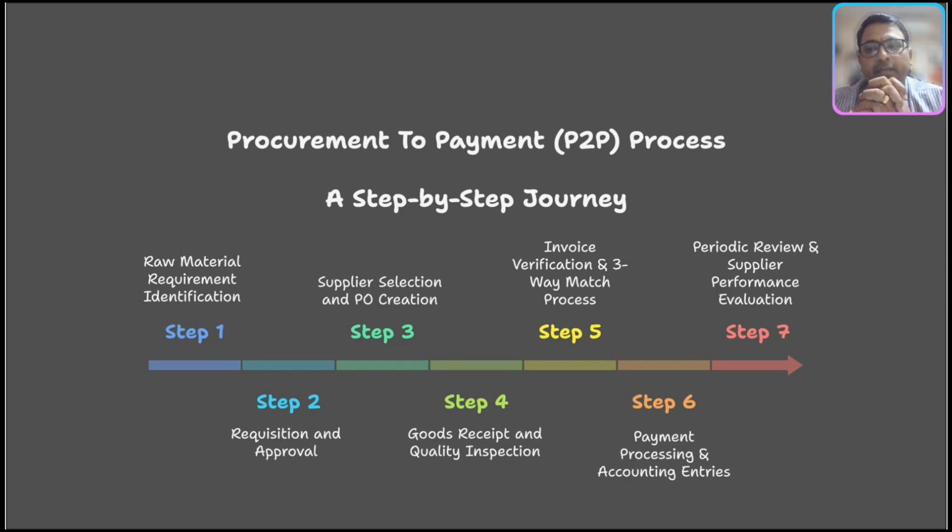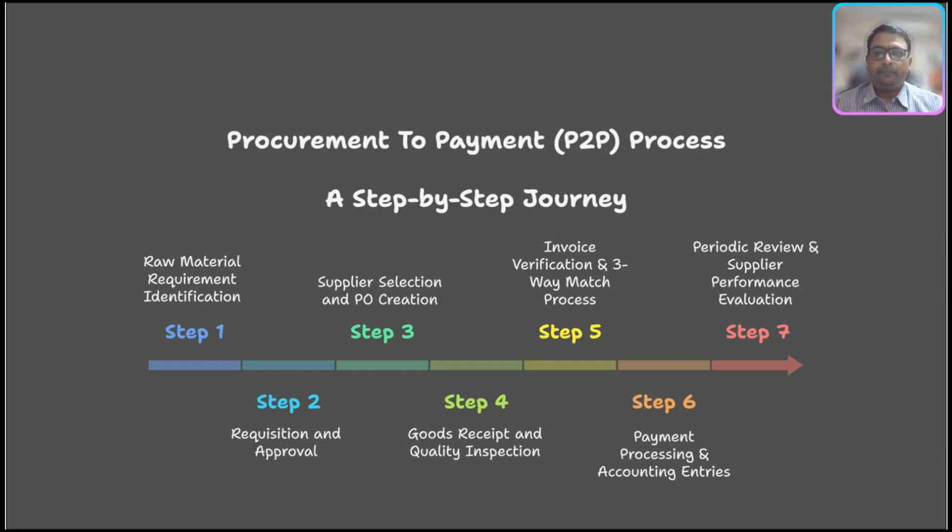Step 1 would be the raw material requirement. Step 2, the purchase requisition approval. Then step 3, supplier selection and PO creation. Step 4 being goods receipt and quality inspection. Step 5 being invoice verification. And then step 6, payment processing. And then step 7, periodic reconciliation. The objective of this video is to give an overview of all these 7 steps that are involved and what typically happens in an organization.